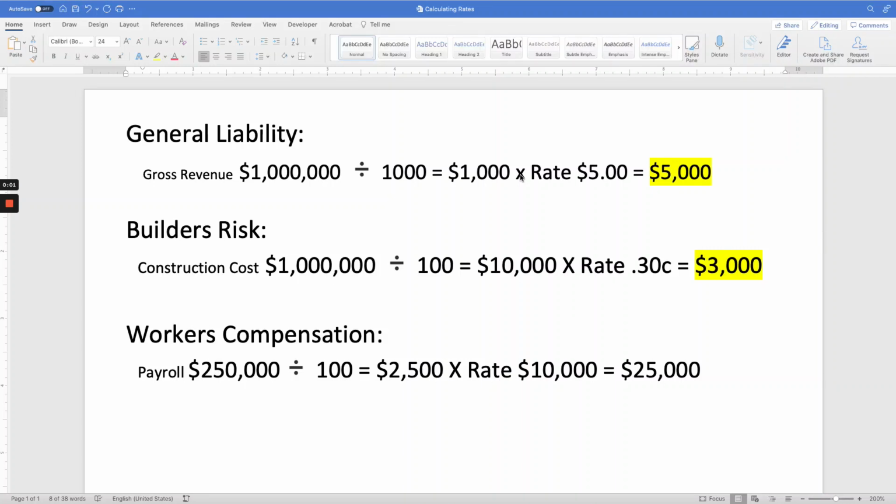Okay, so this is a high level on how to calculate your rates for your job, your construction budget, and it's not a perfect system. Always come to me or your agent or whoever's watching this. But this is the easiest way to get a rough idea.